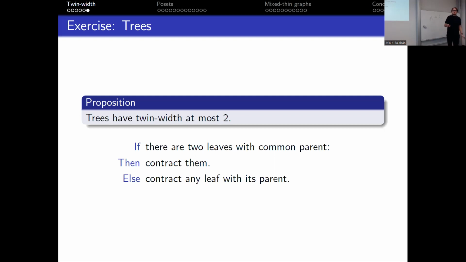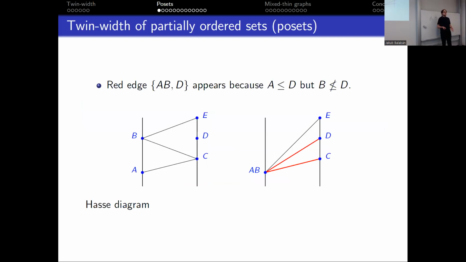Now to the things we studied, and those are posets. First I will need to define twin-width of posets, because we represent posets as directed graphs, which are transitive, symmetric, and reflexive. So we need a slightly different definition, because the definition I told you is for undirected graphs.